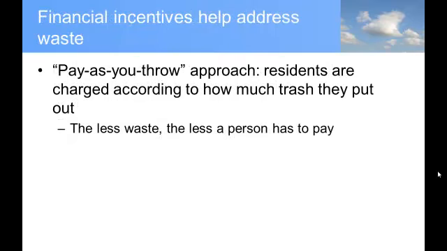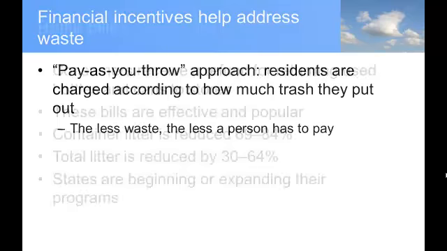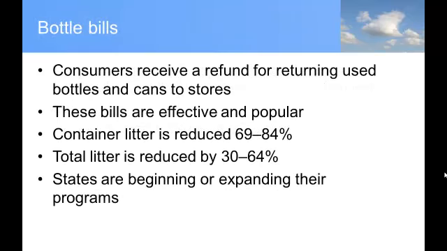There are financial incentives to help address the waste stream issue. There's the pay-as-you-throw approach, where residents are charged according to how much trash they put out. Places like Carlisle here in central Pennsylvania charge people by the bag. Instead of charging a flat monthly or quarterly fee to haul the trash away, they charge you based on how many bags of trash you put out on the curb each week. Bottle bills, in which consumers can collect a refund for returning a used bottle, are often effective and popular in the states that have them, and they can reduce container litter significantly.